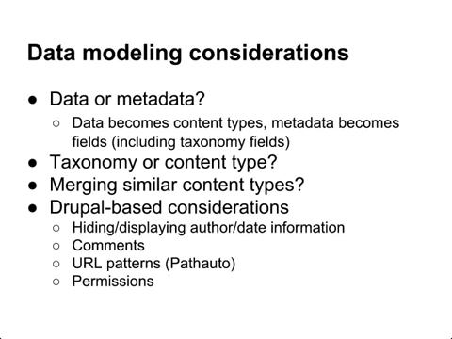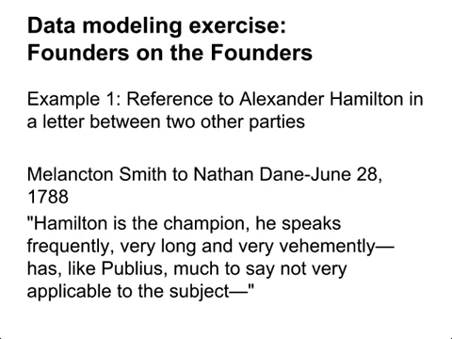All right, so here we have our actual data. Data as I'm using it again in a less precise sense. So our first example, we have a reference to Alexander Hamilton in a letter between two different parties. Millington Smith is writing to Nathan Dane on June 28th, 1788: "Hamilton is a champion, he speaks frequently, very long, very vehemently, probably has much to say, not very applicable to the subject." This is why I love this example too. There are a lot of really fun, snarky quotes about important historical figures here. So we have this quote.